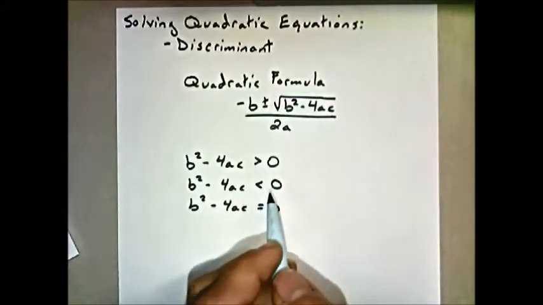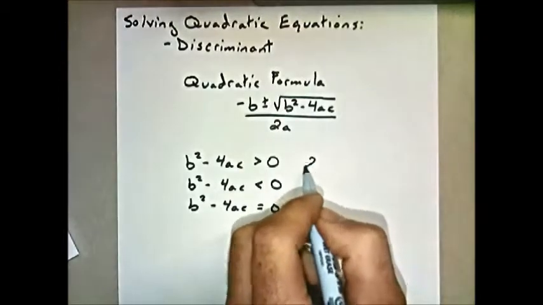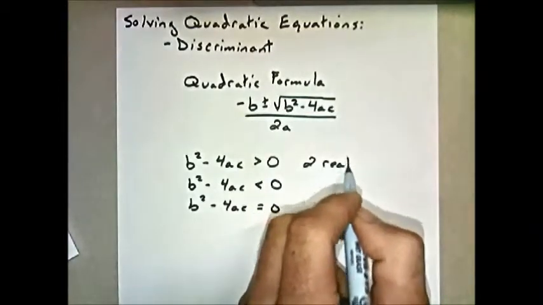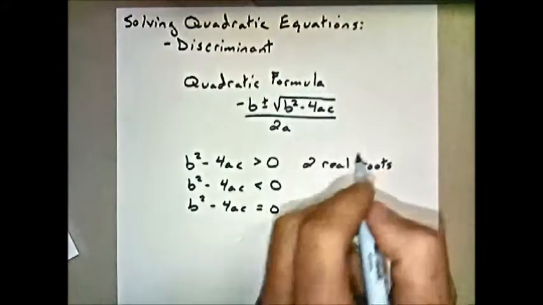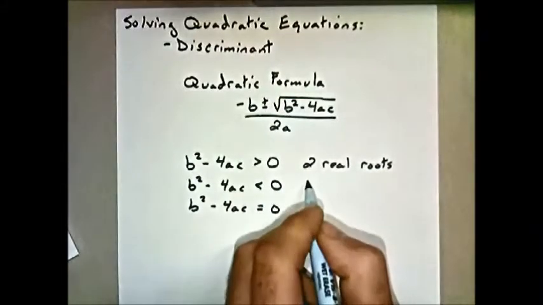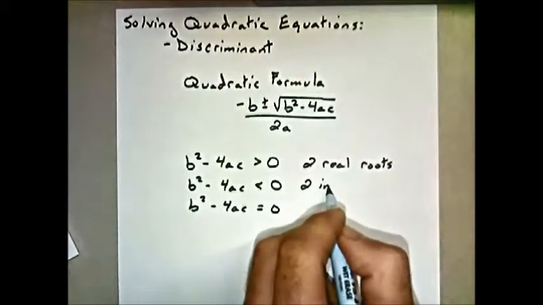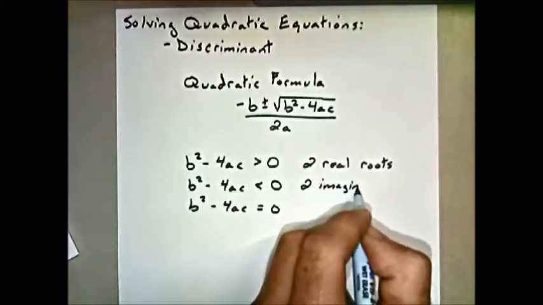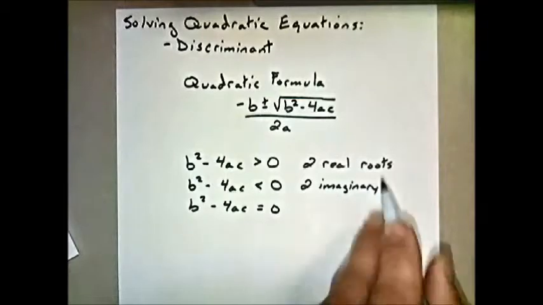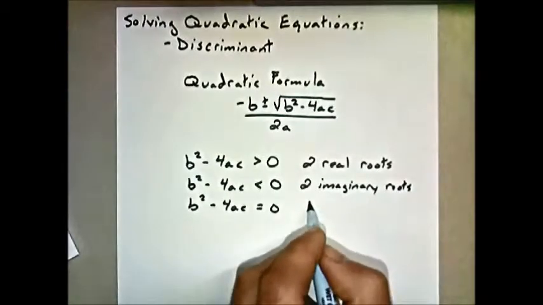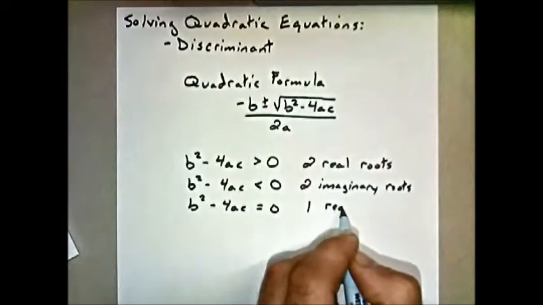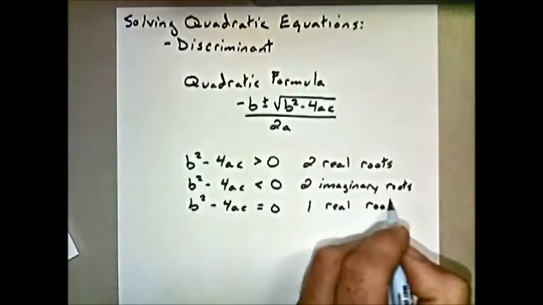If it's greater than 0, we say that it has two real roots or solutions. If it's less than 0, we have two imaginary solutions or roots. And if it's equal to 0, we have one real root or solution.